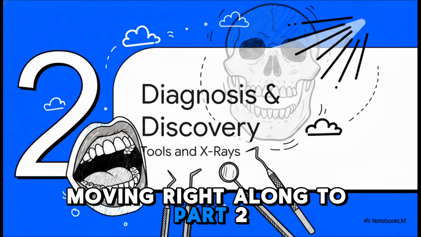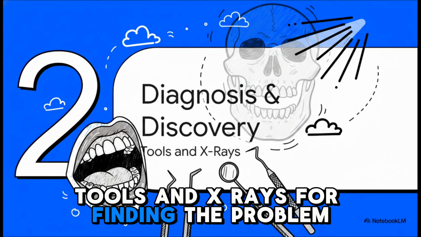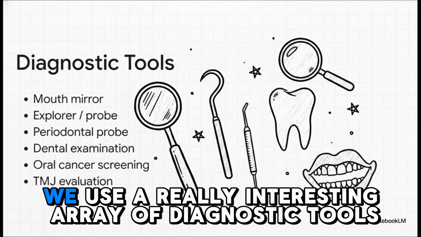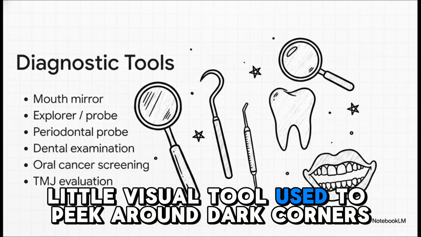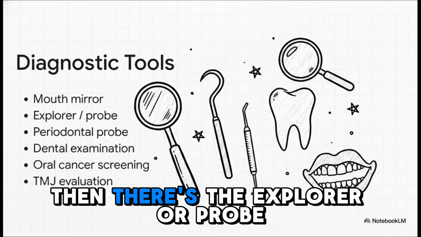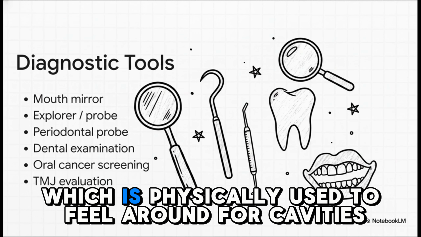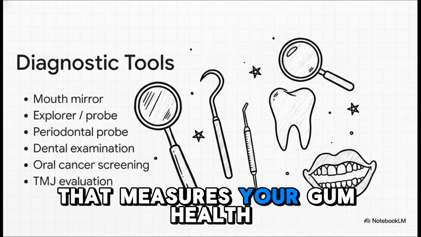Moving right along to Part 2, Diagnosis and Discovery, Tools and X-rays for finding the problem. When we jump into the formal dental examination, we use a really interesting array of diagnostic tools. We always start with the mouth mirror, right? That tiny little visual tool used to peek around dark corners. Then there's the explorer, or probe, that sharp little hook you probably recognize, which is physically used to feel around for cavities. We also use a periodontal probe. Think of it like a tiny ruler that measures your gum health.